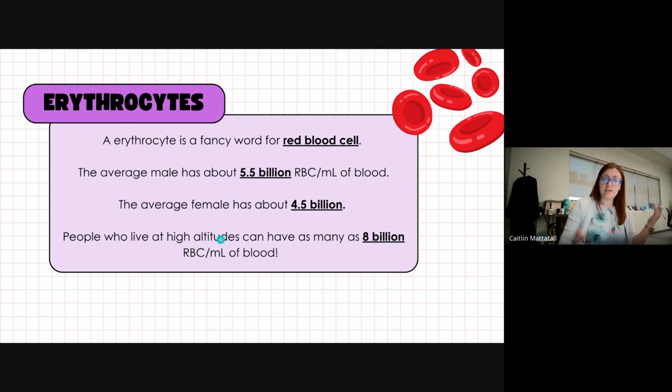We can have the environment play a role in the amount of blood cells that we have. If you live at a high altitude, like on top of a mountain, you're going to have more red blood cells than if you live at sea level. The main reason for that is your oxygen levels. The higher the altitude, the less oxygen is available.